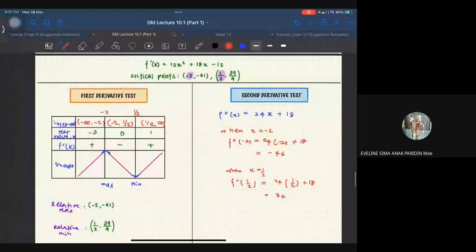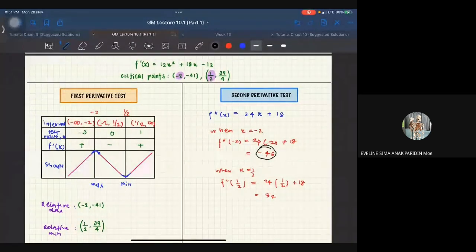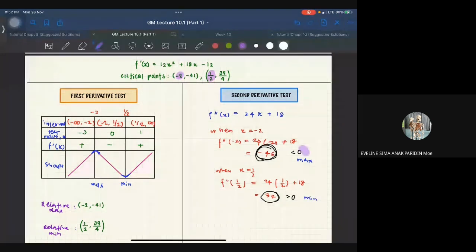So when we put in x equals -2, I get a negative number, -46, which means it is less than 0. And 34 is positive, so it is greater than 0. For the second derivative test, if the value is less than 0, it will be a maximum, and if the value is greater than 0, it will be a minimum. It's the opposite. Let me highlight it for you: less than 0 is maximum, greater than 0 is minimum.